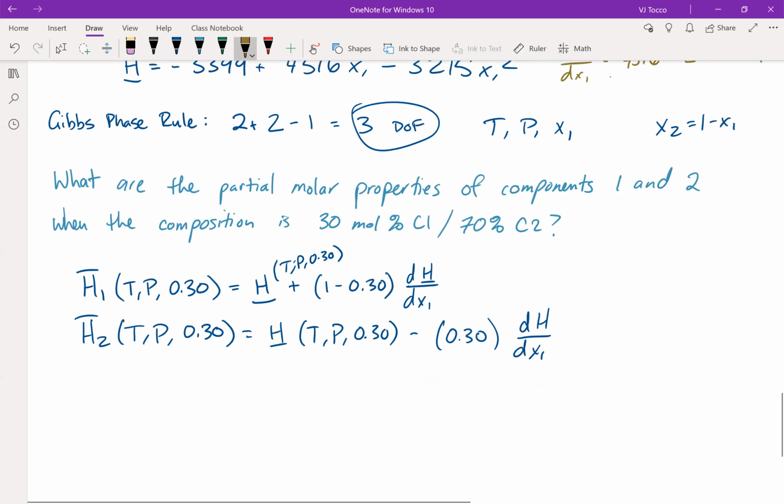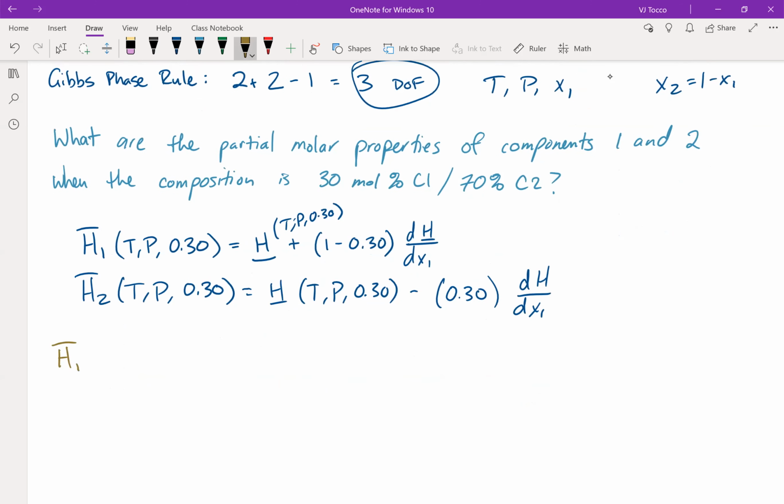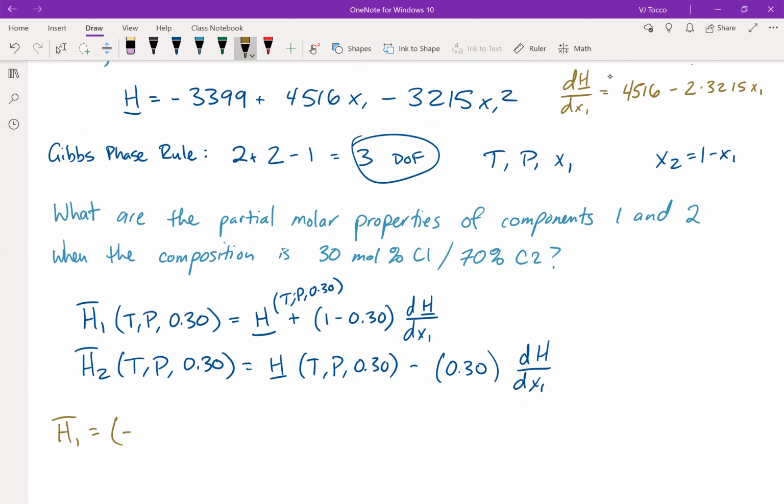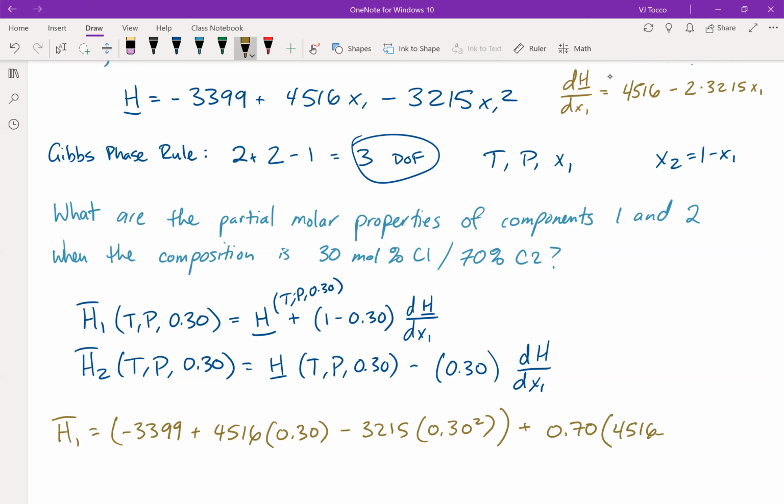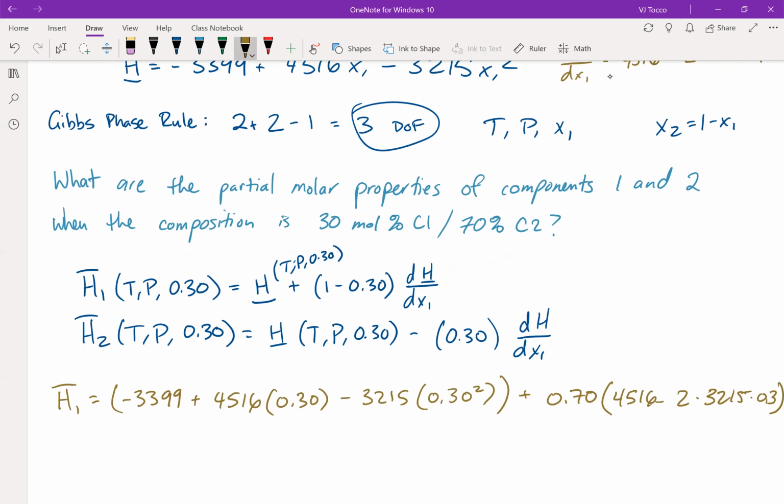So let's calculate now. Calculate h1. Partial molar h1 is h underbar, so minus 3399 plus 45/16 times 0.30 minus 32/15 times 0.30 squared. So that was h underbar plus 0.70 times the derivative, 45/16 minus 2 times 32/15 times 0.3. Right, an analogous expression for H2.